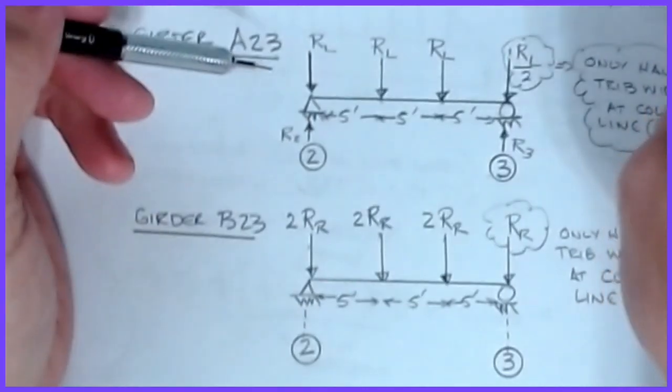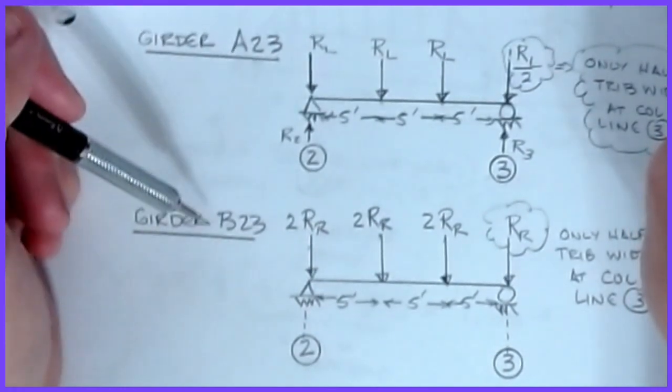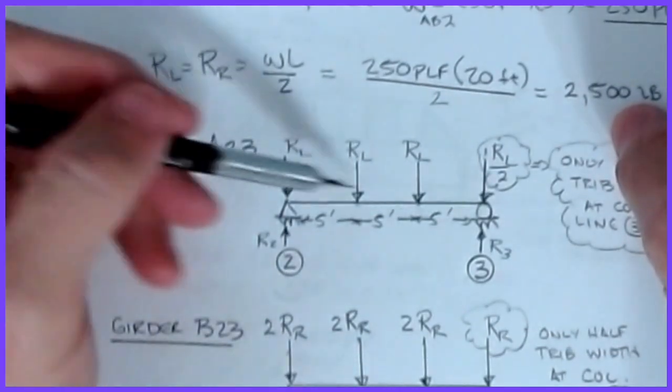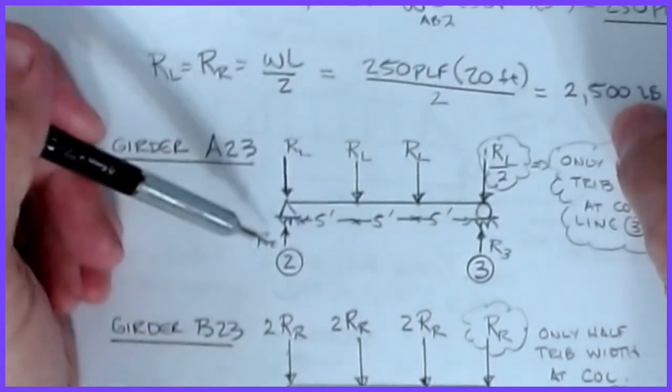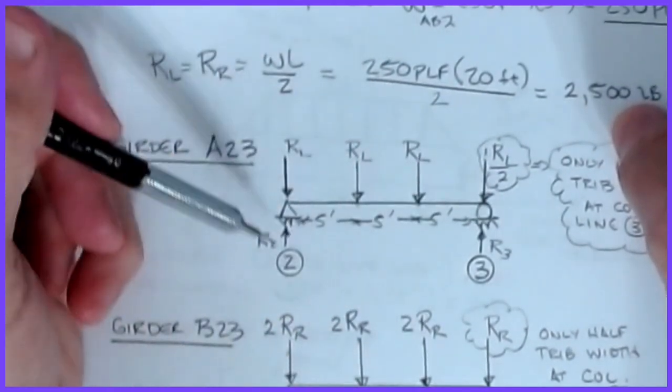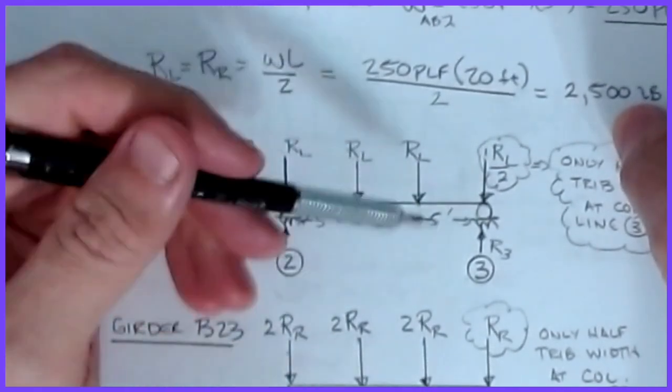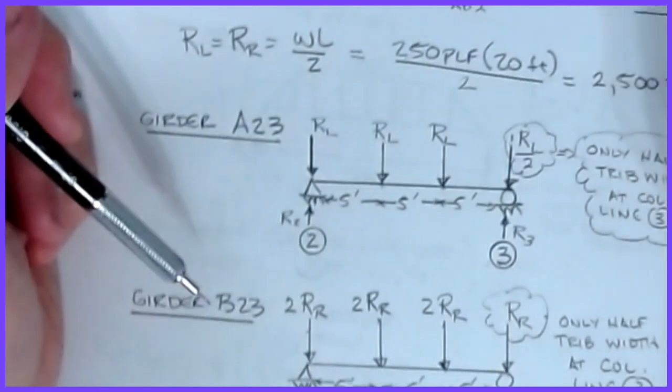Okay, now let's take a look at, once you have this loading and we know the value was 2,500 pounds at each, it's now a statics problem. I can go find R2 and R3, the value of the load passing into the column from all of this framing, and you'll know that that load gets significantly larger. Okay, let's go take a look at girder B23.